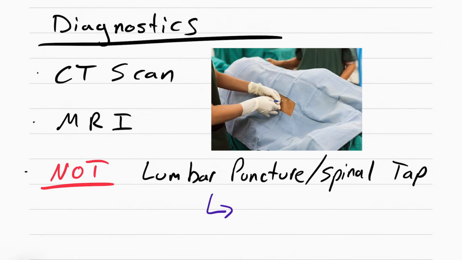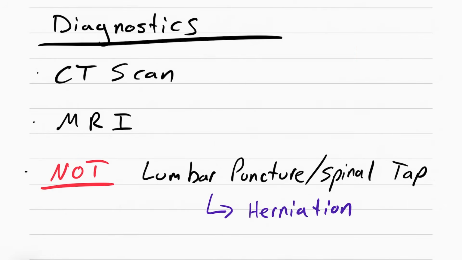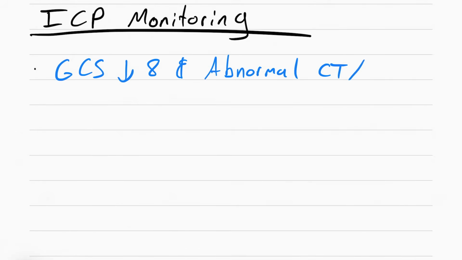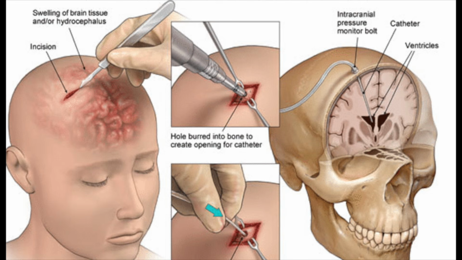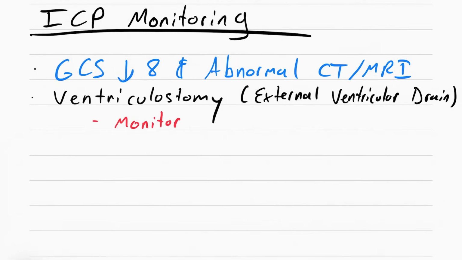This is because this can increase the pressure inside the brain and lead to brain herniation. Now, monitoring ICP is done when the Glasgow Coma Scale scores less than 8 and there's an abnormal CT or MRI. This is done with a ventriculostomy, also called an EVD or external ventricular drain. This is done by drilling a hole into the skull and inserting a catheter into the brain, specifically the ventricles of the brain. This is done to measure the intracranial pressure and to assist with CSF drainage.